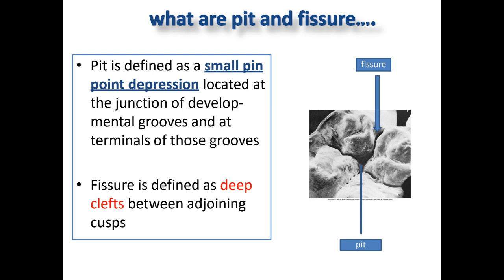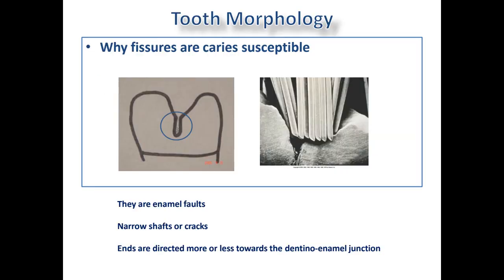Now, why are these fissures caries susceptible? If you see the photo, what is happening? In the second picture, the bristles will not be effective in cleaning the deepest part of the fissures. If any food debris gets accumulated in the deepest part of the fissures, they are least accessible or least cleansable by the toothbrushes or any kind of oral irrigation devices. Because of which they are more prone to caries.